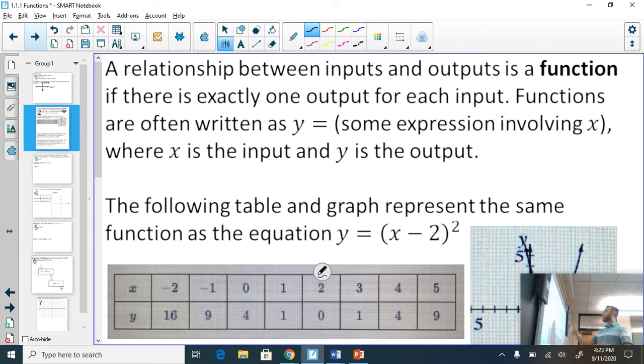So a relationship between inputs and outputs is a function if, is a big word, if there is exactly one output for each input. Functions are often written as y equals and then some sort of expression with x, where x is the input and y is the output. So there again, we have x input and y is the output.